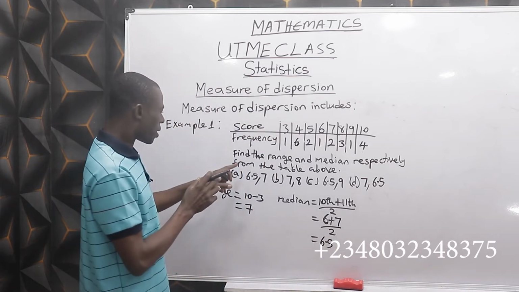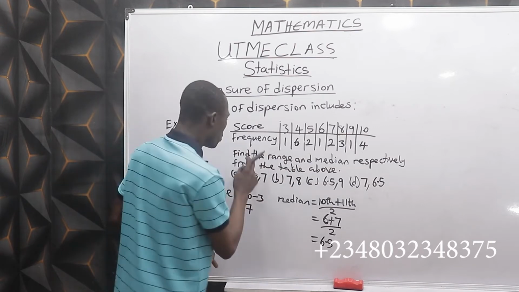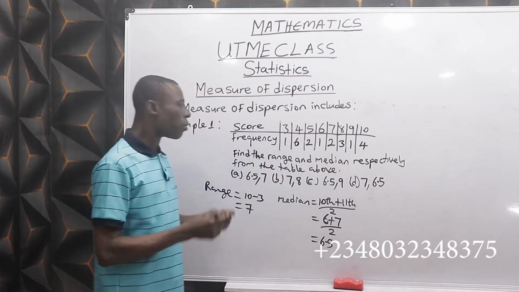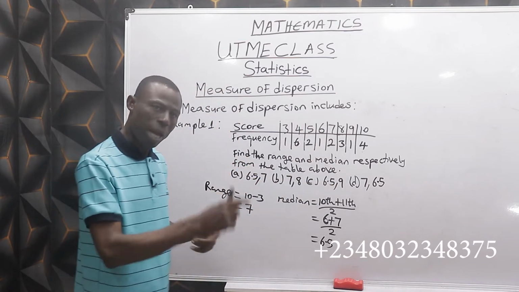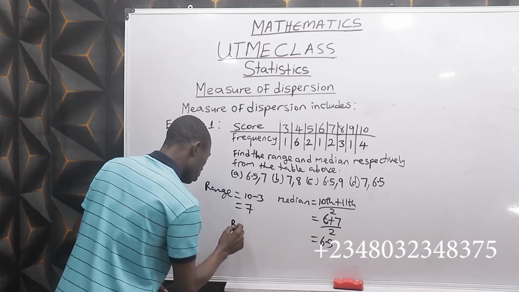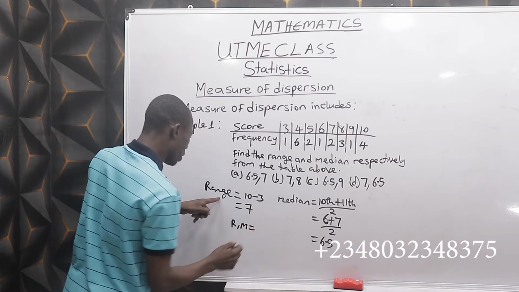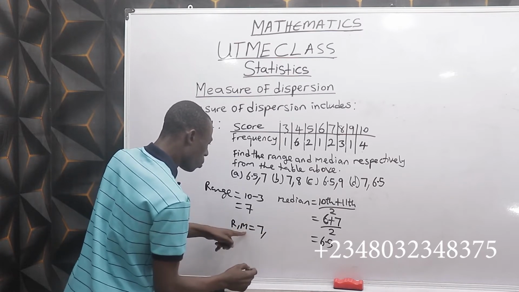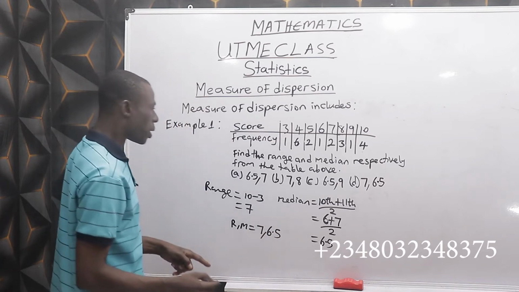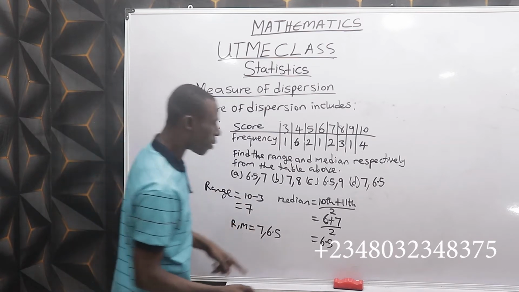But there is an instruction here. Range and median respectively. That is, range first, followed by median. So, we say range, comma, median is, what's range? 7. Median, 6.5. And that tallies with option 7, 6.5.